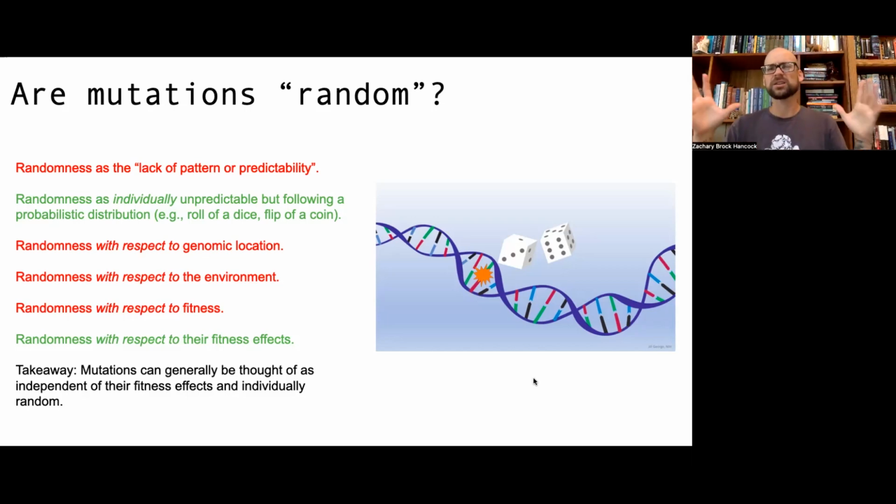So that I think is maybe the key takeaway from the philosophical component of mutations and their role in evolution, now given that we talked about some of the biology of mutations, that we can say they're generally independent of their fitness effects, with exceptions, and that they are individually random, though they follow a probability distribution. So the next time you hear somebody say random mutation, know that there's a lot to this, right? That it's probably more complicated than they think it is.